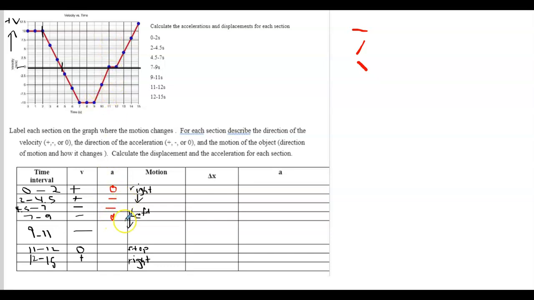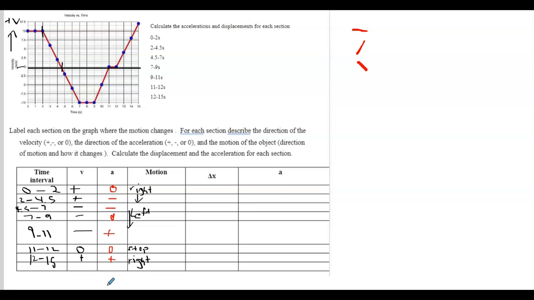Then 9 to 11 is positive. 11 to 12 is back at 0. And then 12 to 15, that's a positive slope. So we have the values for the slopes or the accelerations in red there.